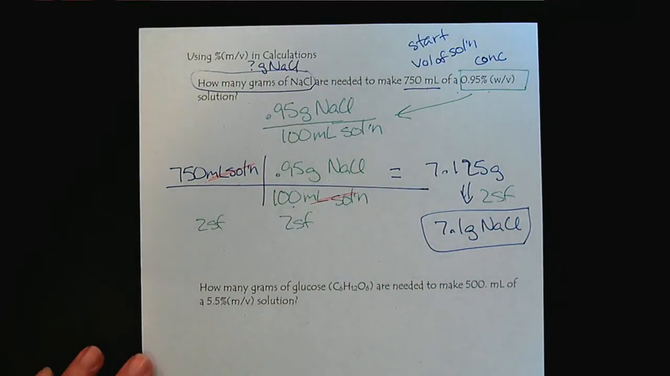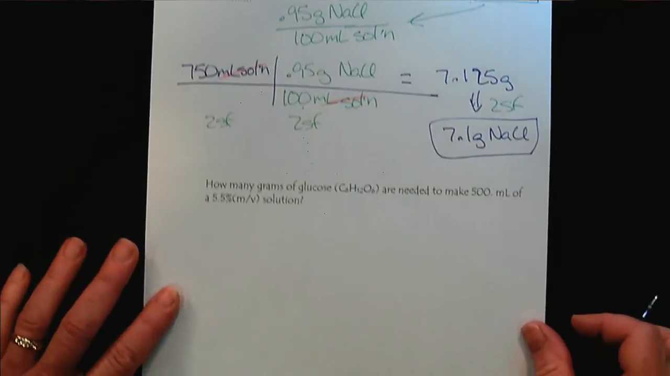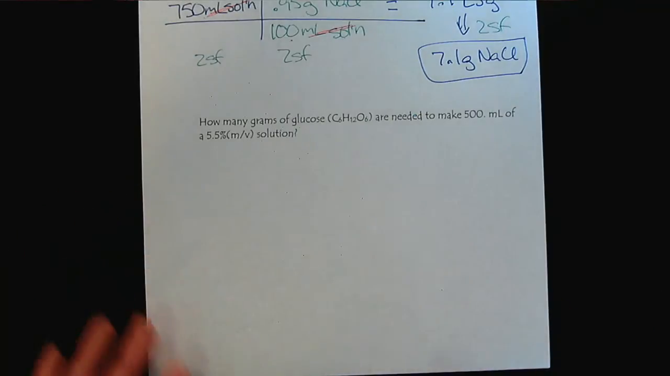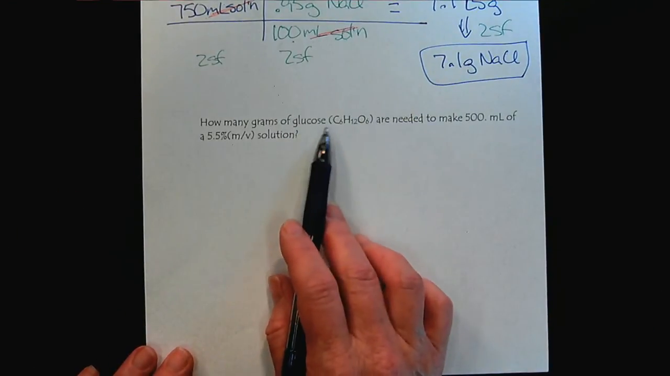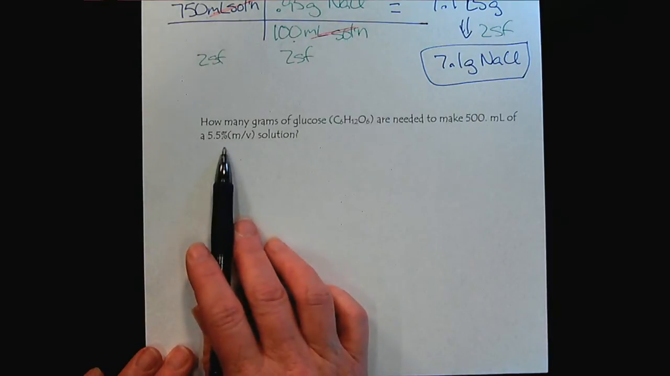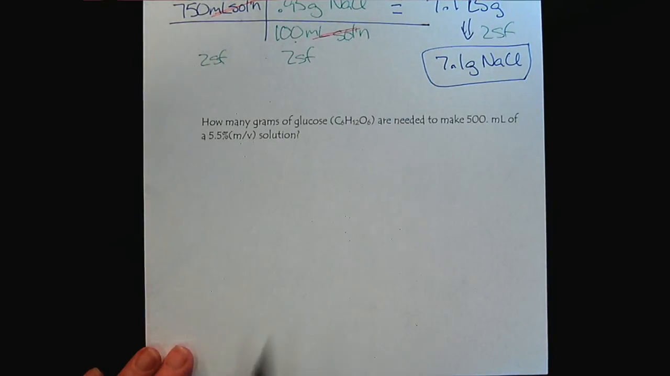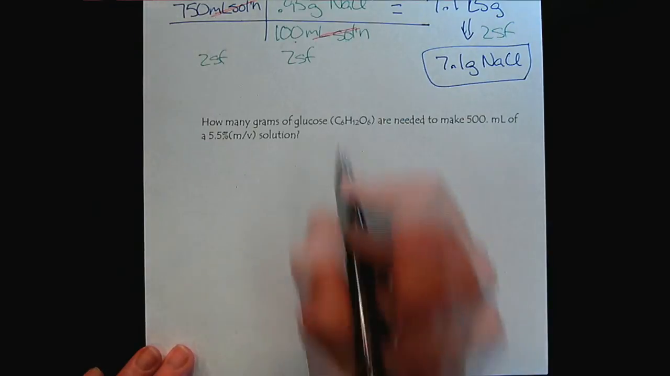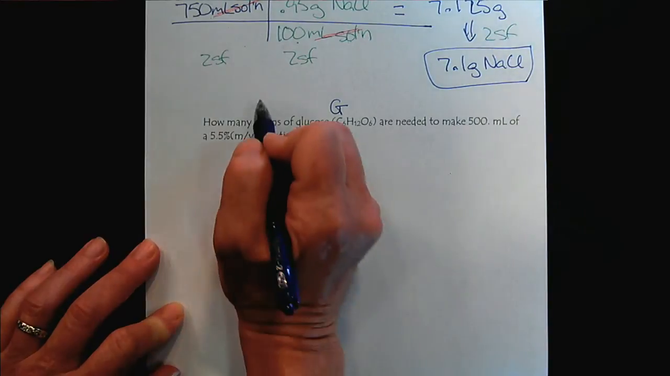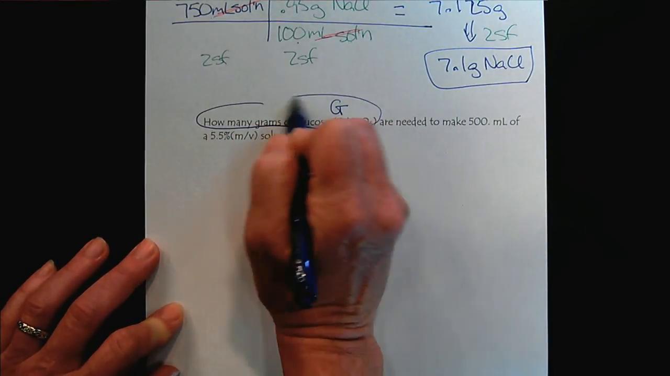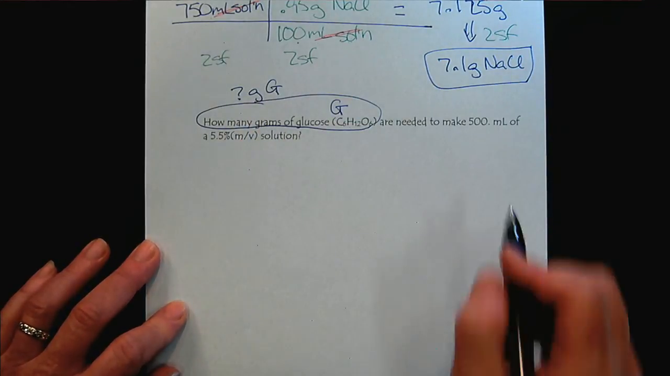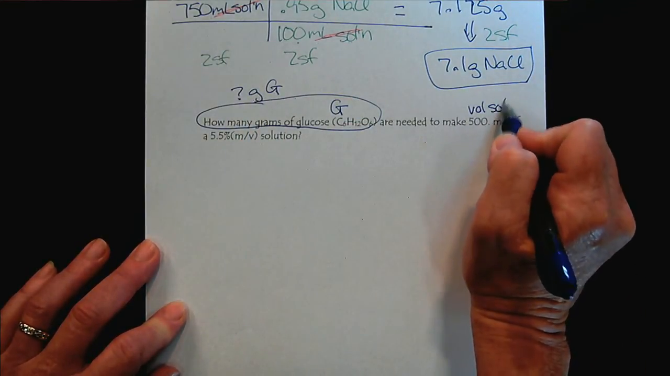Alrighty, let's try one more of these to help you feel comfortable before you start working on your homework. How many grams of glucose are needed to make 500 mils of a 5.5% mass over volume solution? So for glucose, we'll just give it an uppercase G, right? And how many grams? So it's very similar to the previous question. All right, this is the volume of solution that we want to make.